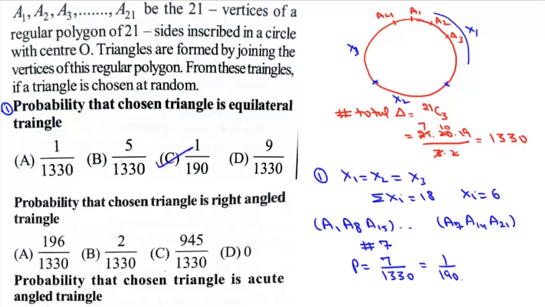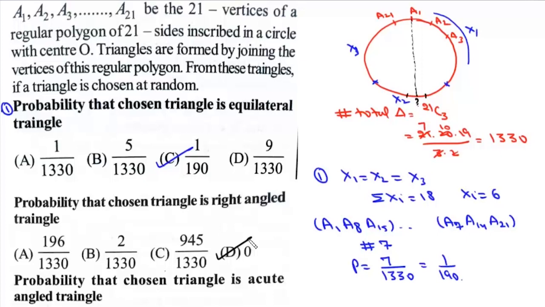Now we know that the angle in a semicircle is 90 degrees. So if there is a right angle triangle, then one of the sides must be a diameter of this circle. But since we have 21 vertices, if we choose any one vertex, opposite to A1 there won't be any vertex. So there will be vertices on either side of it. In this case, it is not possible to choose a right angle triangle. So the probability of choosing a right angle triangle will be simply 0.